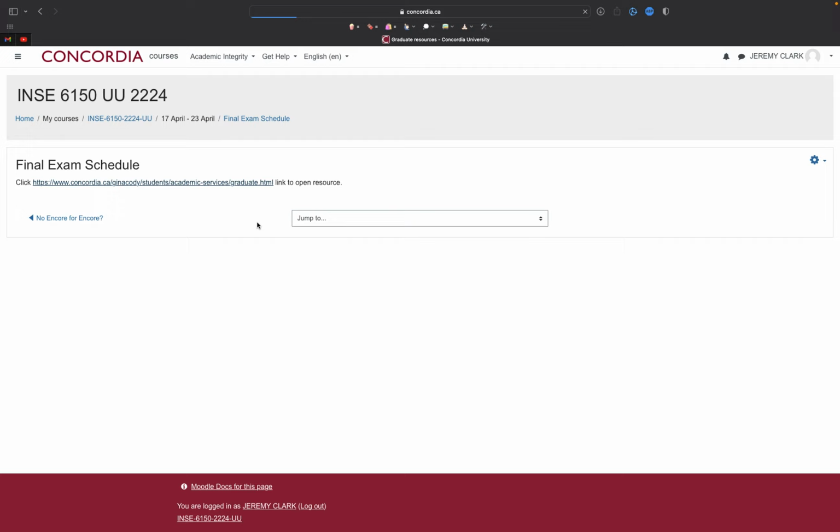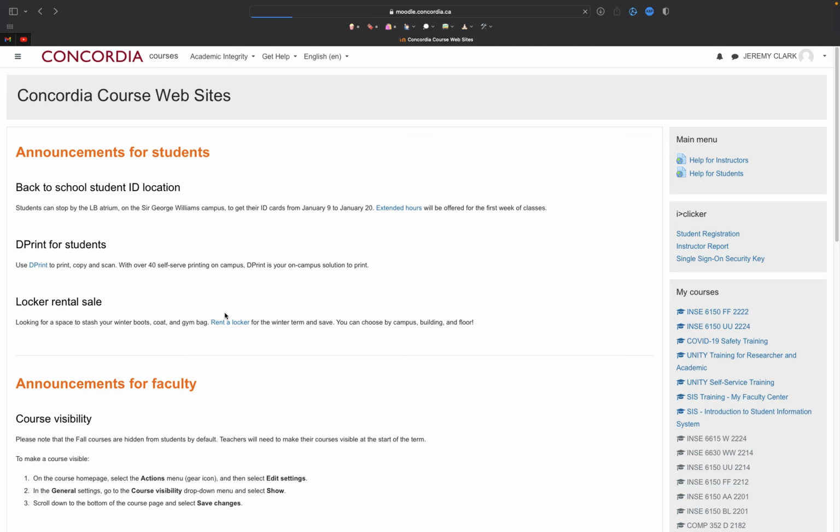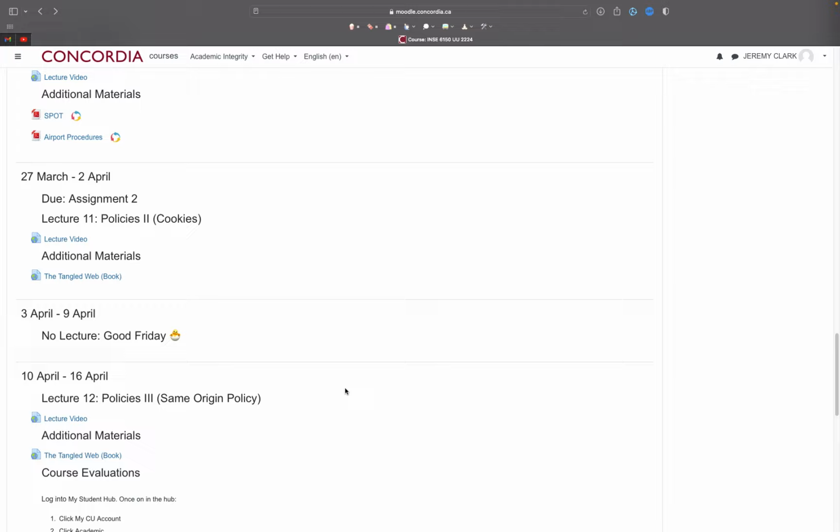And so obviously it's not here yet. They have the schedule from last fall, so if you've been here last term, you're familiar with that. Okay, any other questions? Did that pique anyone's interest in anything?